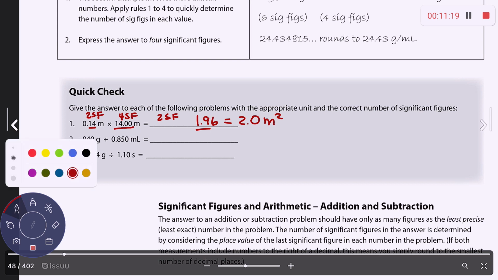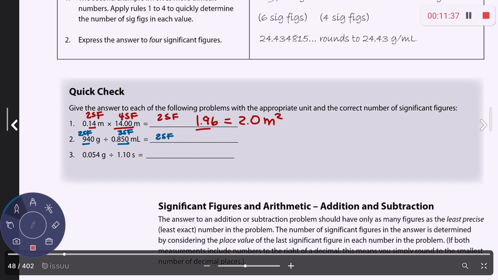Okay, number 2. 940. The trailing 0 doesn't count. I have 2 significant figures here. I have 3 significant figures here because the trailing 0 counts when there's a decimal somewhere. So we're going to divide. That means we would have 2 sig figs in our answer because that's the fewest. Here we're going to get 1105. So that means this would be 1100 grams per mil. You need to include the zeros on the end because it makes the quantity relatively similar. Okay, you can't just drop them.